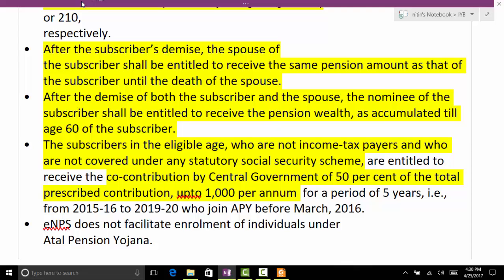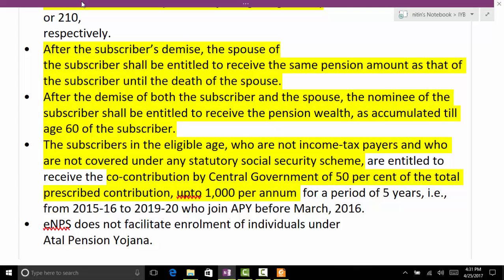Along with that, she or he will get the lump sum amount as well. And after demise of both the subscriber and spouse, the nominee shall get whatever amount had accumulated till the age of 60 years. Because till 60 years, the person had been contributing whatever had come. So the nominee will get it.